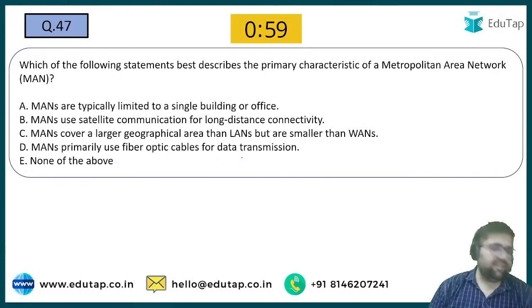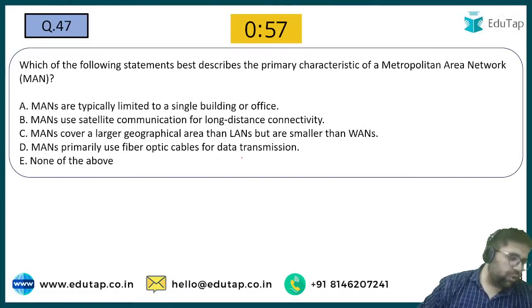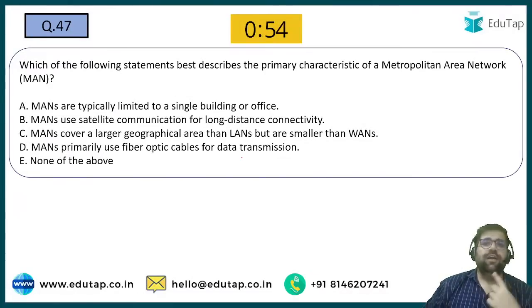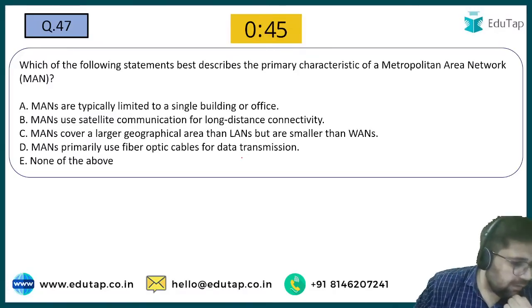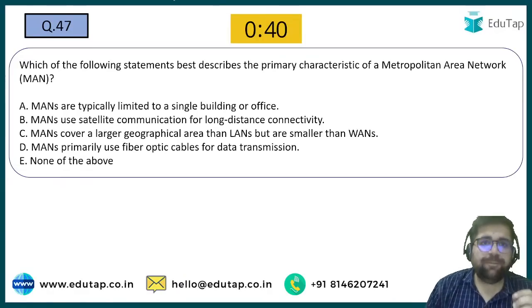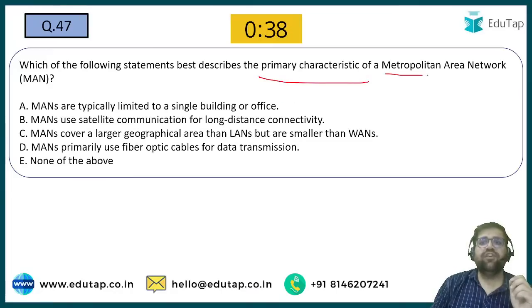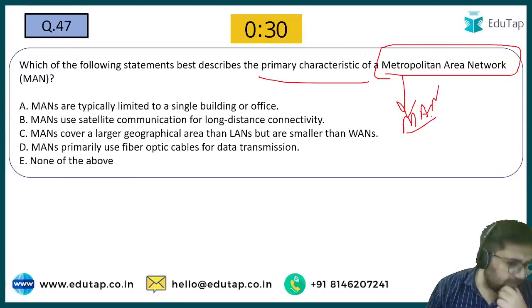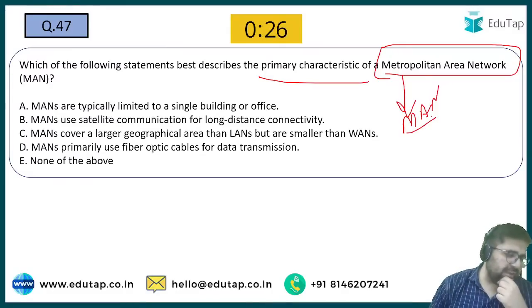Chalo, question number 47. Difference between encoding and encryption. That is a good doubt. Can someone let me know what is the difference between encoding and encryption? In general language, can we say that these two terms mean the same? Question number 47 now. Which of the following statements best describes the primary characteristics of metropolitan area network? Metropolitan area network means what? MAN. But before that, can someone let me know the difference between encoding and encryption, which is asked by Preeti?